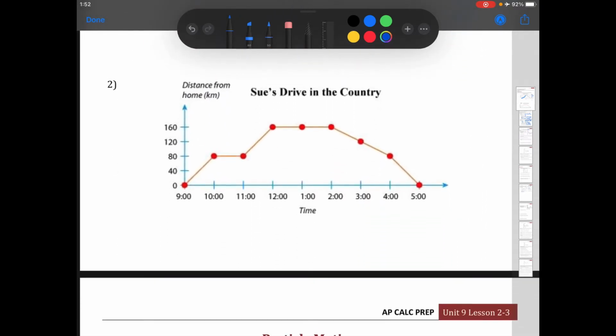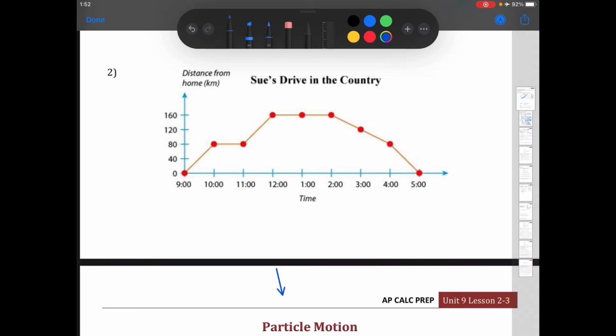So now let's look at number 2 also. Same idea. So where is it increasing? It is increasing from 9 to 10 and then from 11 to 12. So in 2 intervals it's increasing, 9 to 10 and 11 to 12, right?